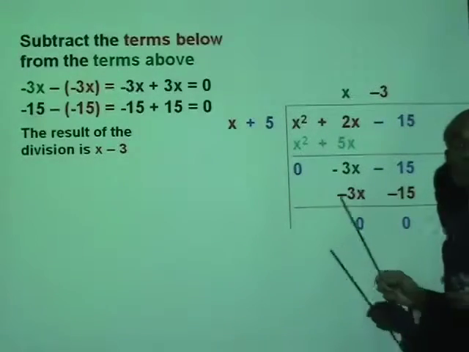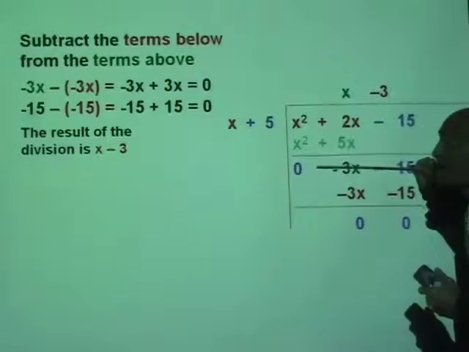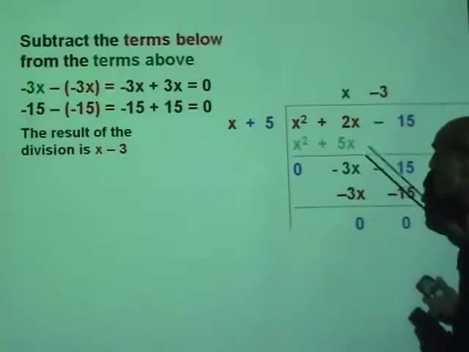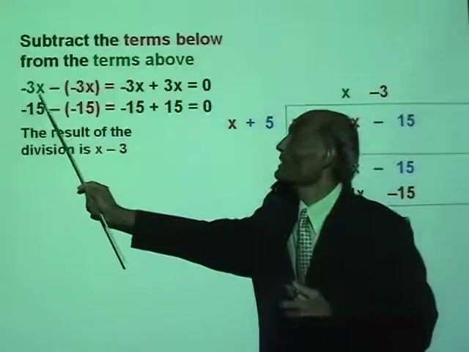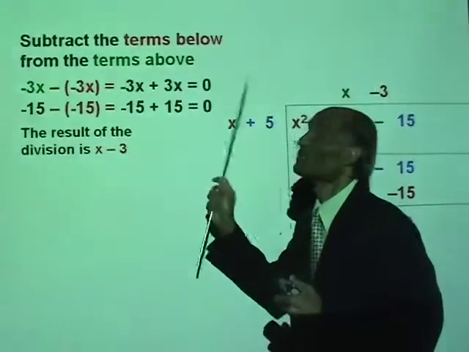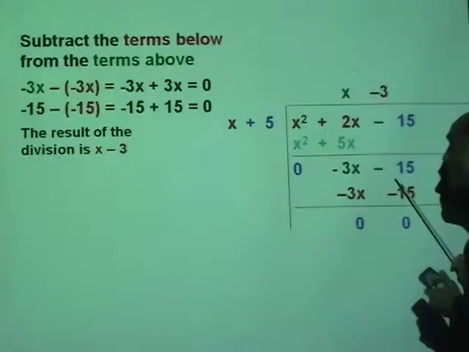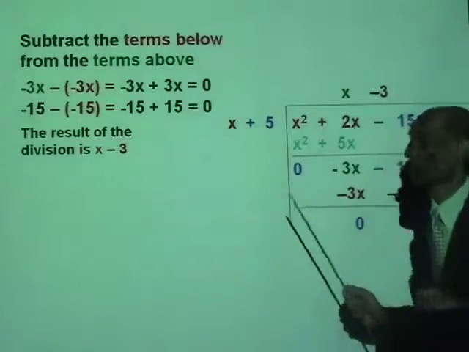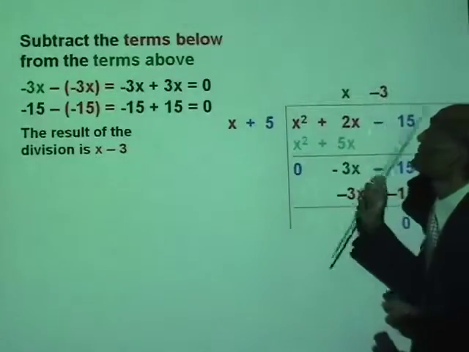What is the next step? Subtract terms below from terms above. Subtracting negative 3x from negative 3x gives you 0. Practice that step. Negative 3x minus negative 3x is 0. Similarly, negative 15 minus negative 15. Subtracting a negative becomes 0. So the result is x minus 3.